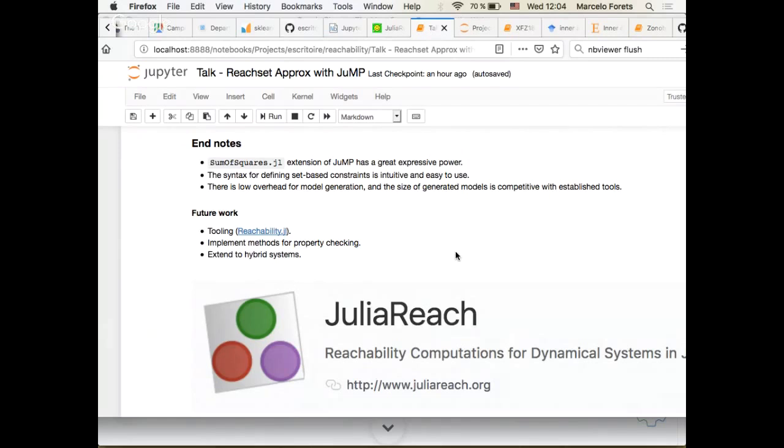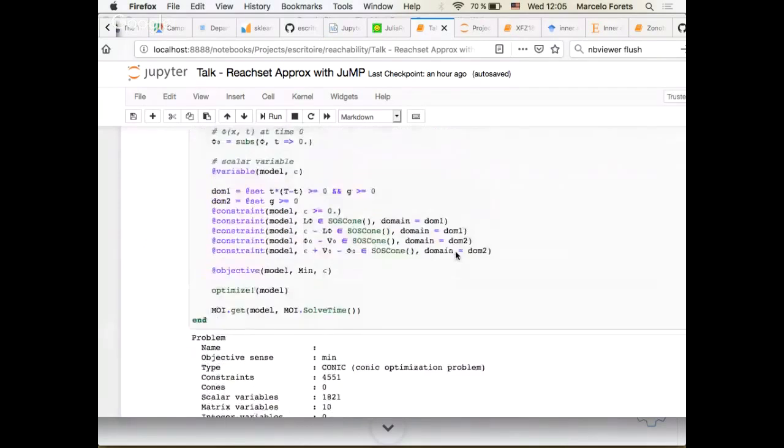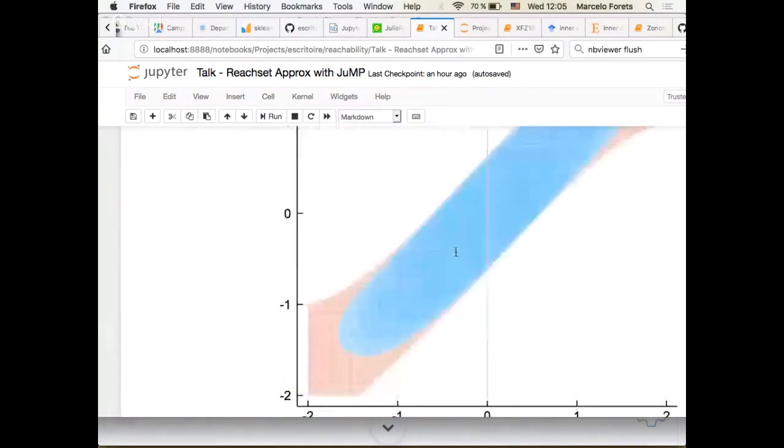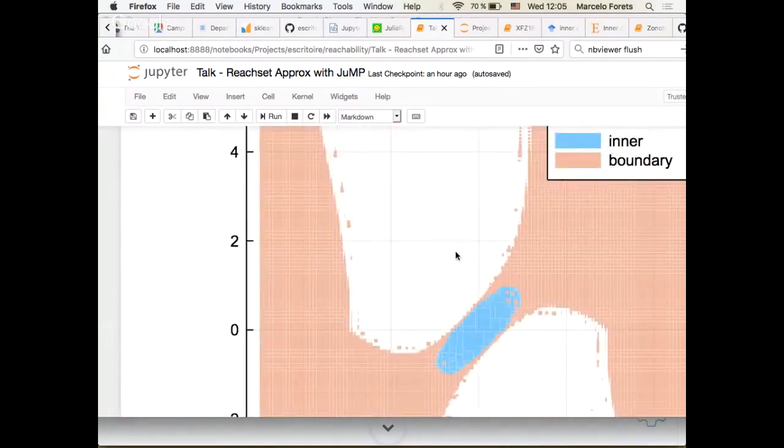Do you have any reason why you would create so many? Yes. So when I asked Benoit, he told me that this may be because in sum of squares you can directly formulate the sum of squares variables, but with YALMIP you first create the polynomial variables and then constrain them to be sum of squares. So this may be the reason that you get this difference.